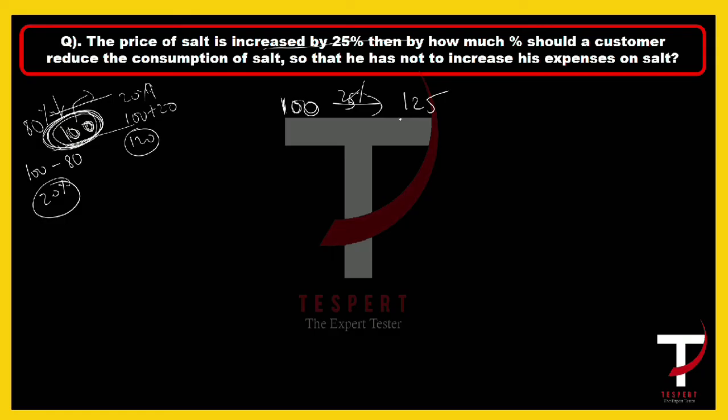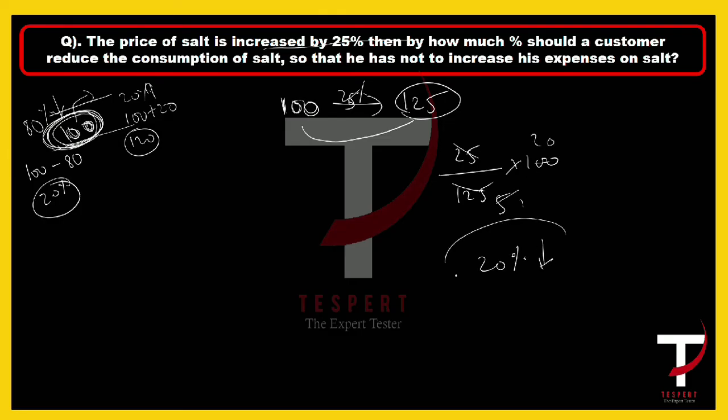How much percent should a customer reduce the consumption of salt so that he does not have to increase his expenses on salt? So what's the difference here? 125 minus 100 is 25, and we are comparing that with 125, so 25 by 125 into 100. Just calculate: 25 5s are 125, 25 into 100 gives 20% decrease. So if a customer reduces the consumption of salt by 20%, there is no need to increase the expenses on salt, right?